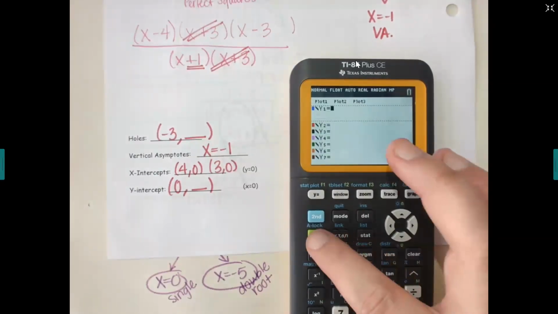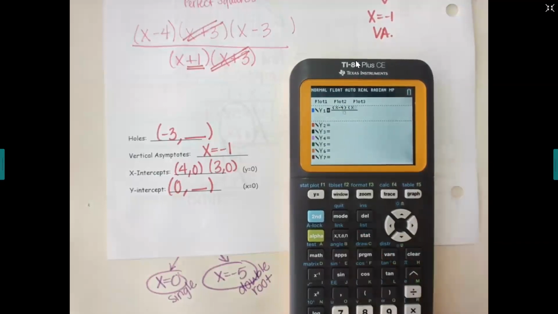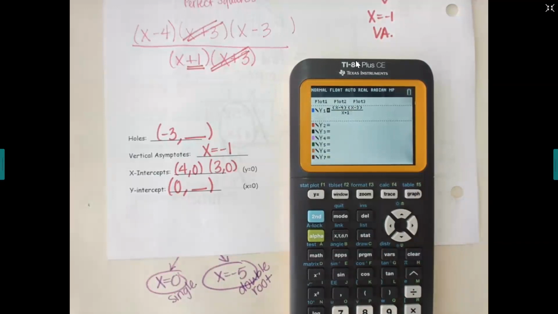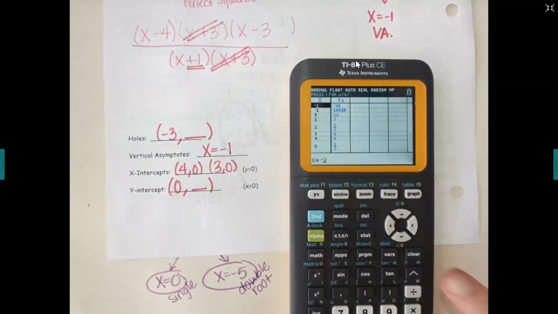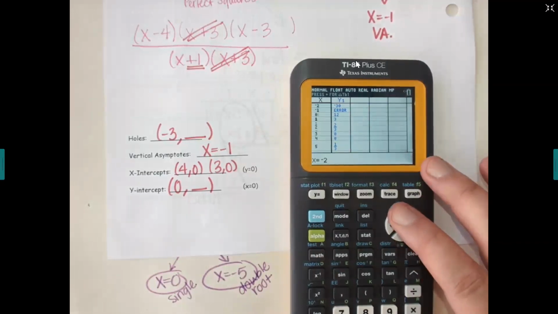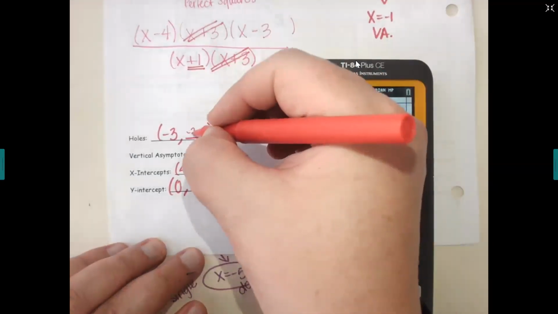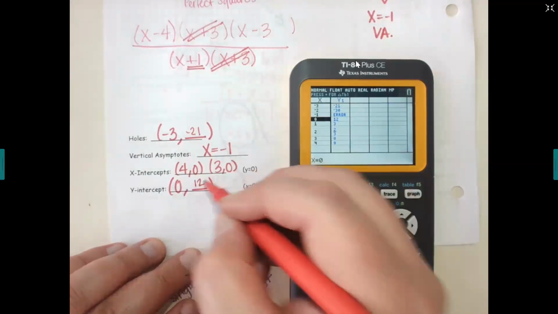So on top, I have an x minus 4 and an x minus 3. On bottom, I have an x plus 1. Okay, then once you have that, go into your table and find 0 and -3's partners. So it looks like -3's partner is -21. And then 0's partner is 12.